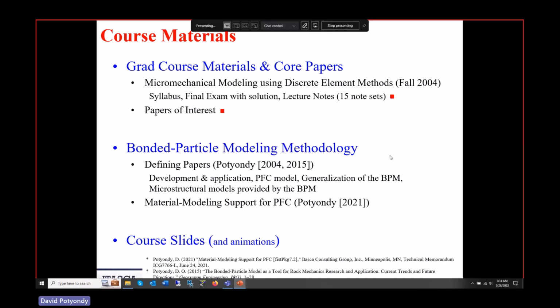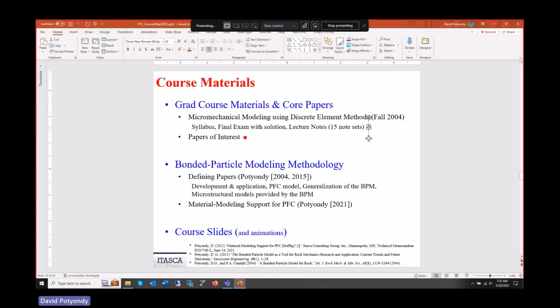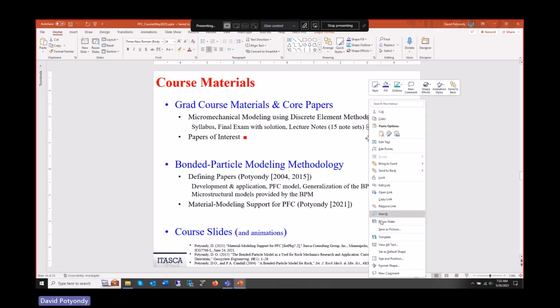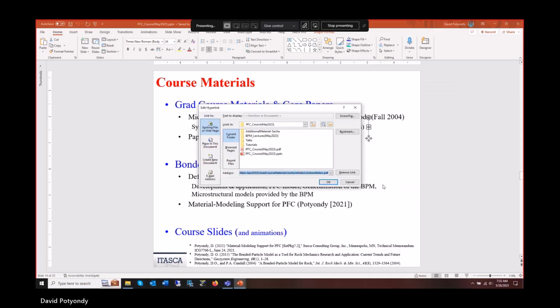Oh, and I can't open the file. Just a second. Additional material. Where is all this stuff? Talks. That's not where. I'm sorry about this.